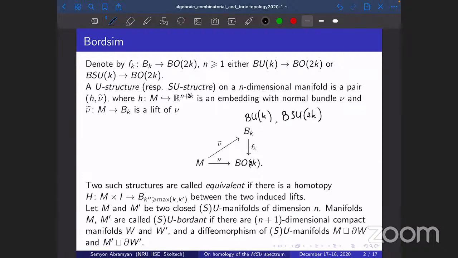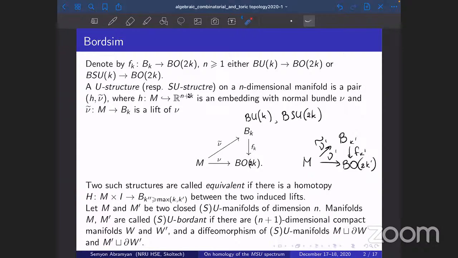There are structures that we should consider as the same. Namely, if we have two structures, one a lift to BK and the second a lift to BK prime, then these two structures are called equivalent if there is a homotopy between them in some large BK'' prime.